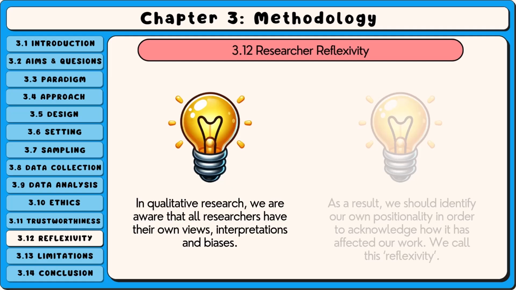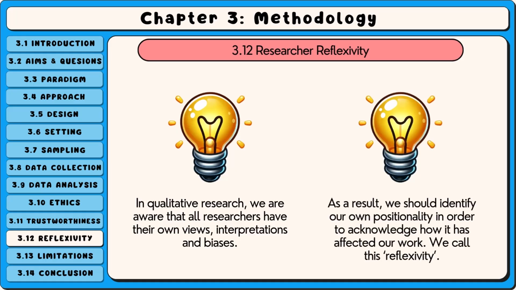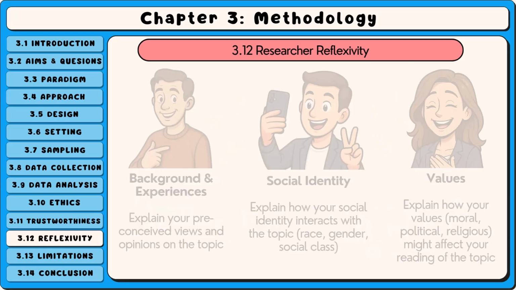Researcher reflexivity refers to the awareness of your own views, interpretations, and biases. In qualitative research, it is acknowledged that bias is an inevitable part of the research process. However, it is important that qualitative researchers identify their own biases, identities, and perspectives, which is often called positionality, in order to acknowledge how it affects our work. This entire process is called researcher reflexivity.